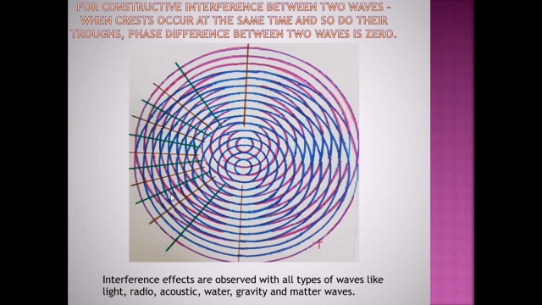Again, this shows interference pattern, bright and dark fringes. So interference effects are observed with all types of waves like light, radio, acoustic, water, gravity, and matter waves.